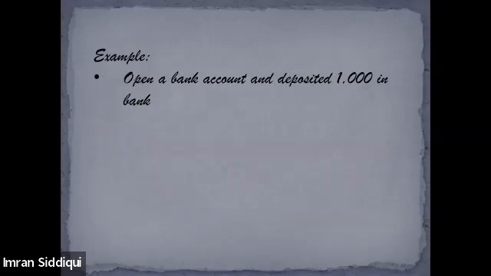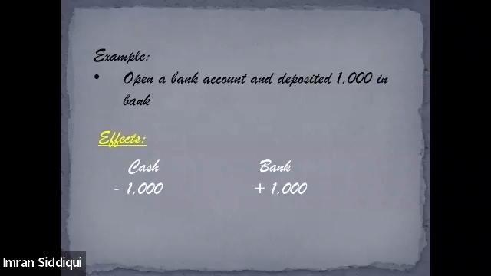Moving to the next example: open a bank account and deposit 1,000 in a bank. Presuming that when we have opened a bank account, we have deposited cash there. So if we open a bank account by the name of the business, it will increase the overall bank balance of the business, and at the same time, it will also reduce the cash by 1,000. So cash will reduce and bank will increase by 1,000.